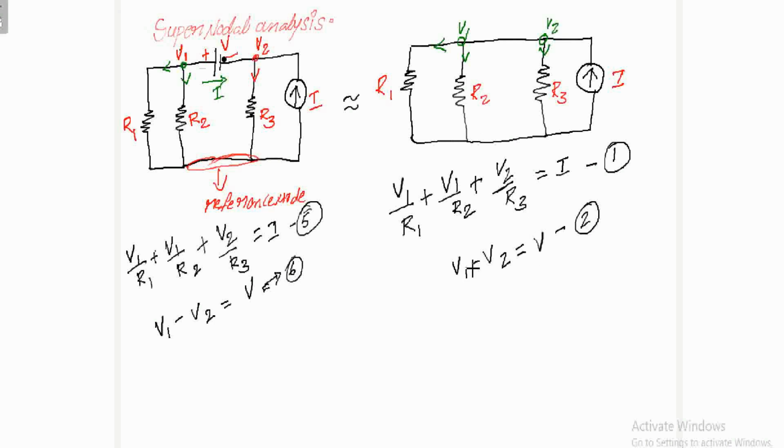Just replace V1 with a constant value plus V2. So replace V1 in terms of V2, then you will get your V1. Then from V1, by using the V1 minus V2 equation, you will get V2. So this is called super nodal analysis.